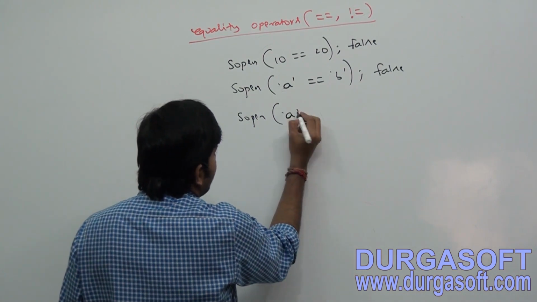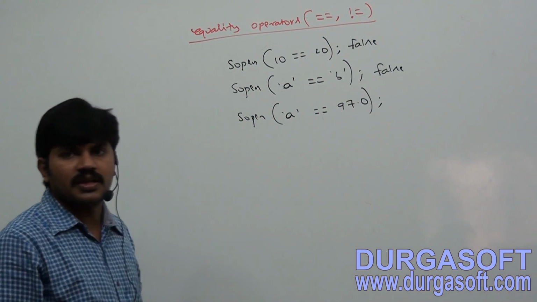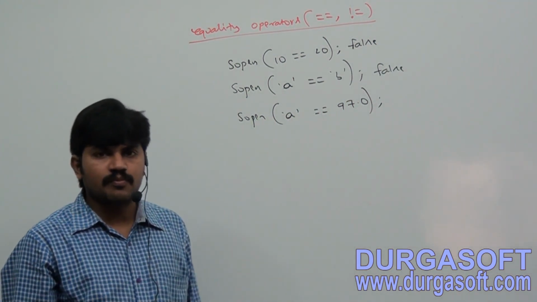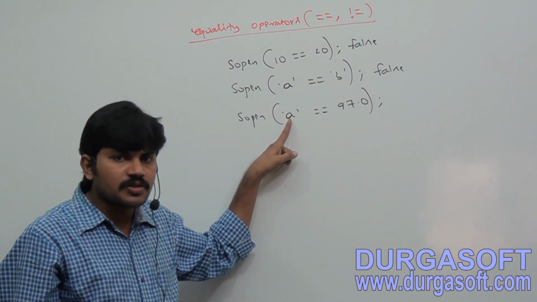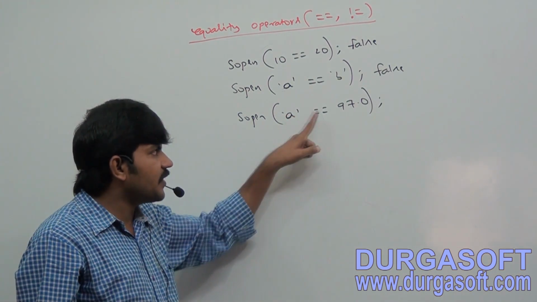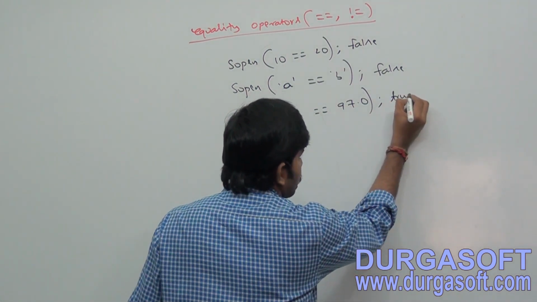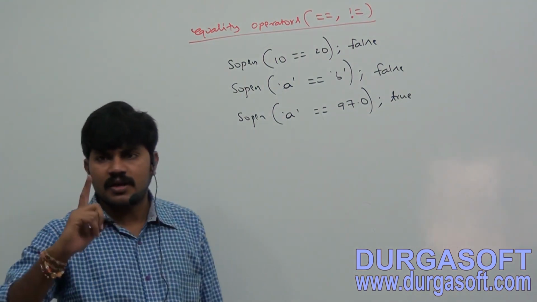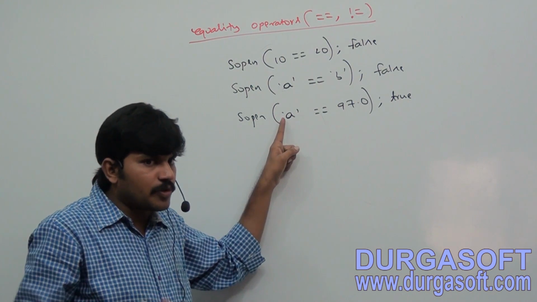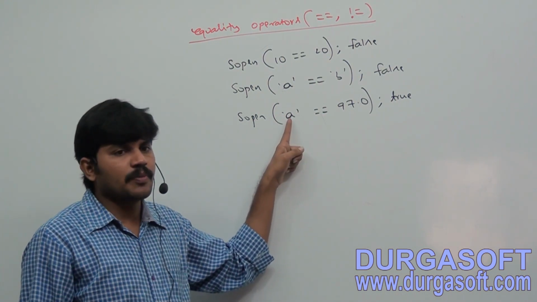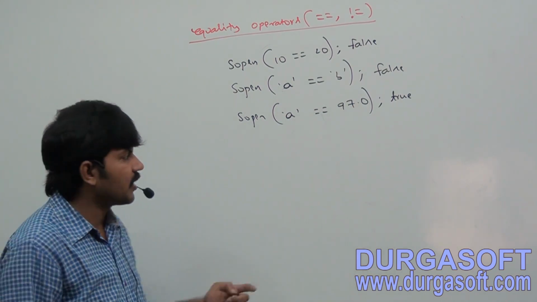System.out.println of a double equal to 97.0. What is the answer? a's value is 97, and 97.0, are both equal or not? Yes, the answer will be true. Whenever we compare a smaller type to a bigger type, the smaller type is automatically promoted to the bigger type. The char will be promoted to double, so 97.0 and 97.0 are both equal.